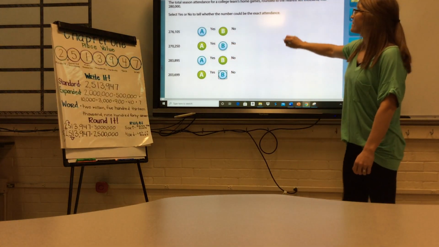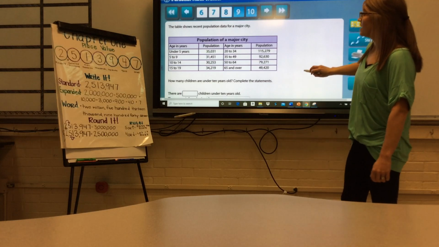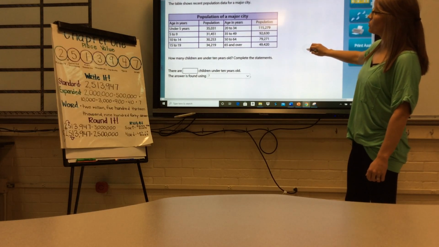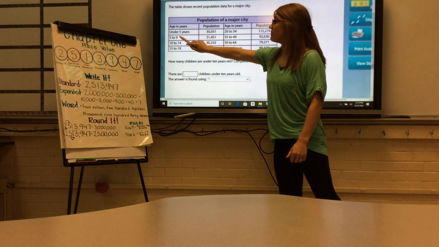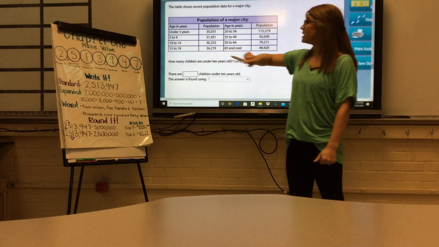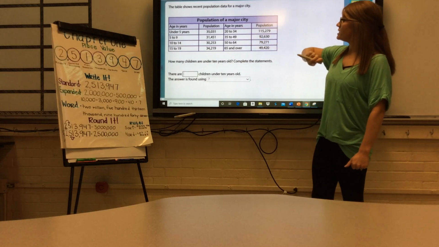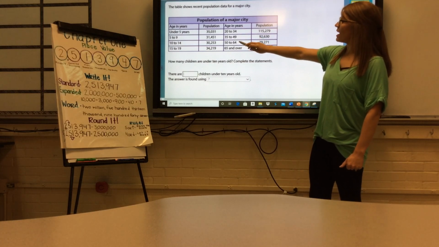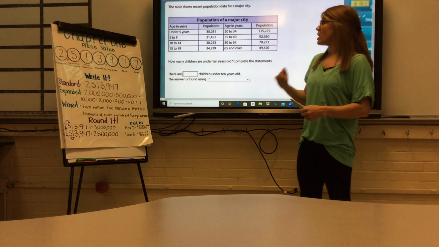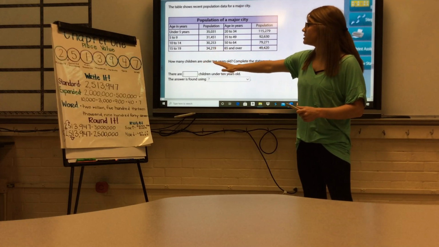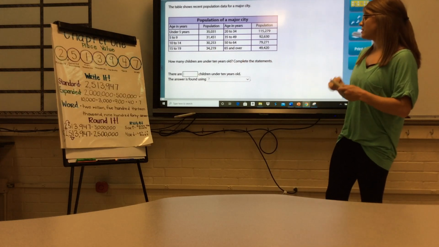Good job. All right, number 8. The table shows the recent population data for a major city. We've got under 5 years, 5 to 9, 10 to 14, 15 to 19, 20 to 34, 35 to 49, 50 to 64, and 65 and over. And they want to know how many children are under 10 years old and complete the statements.